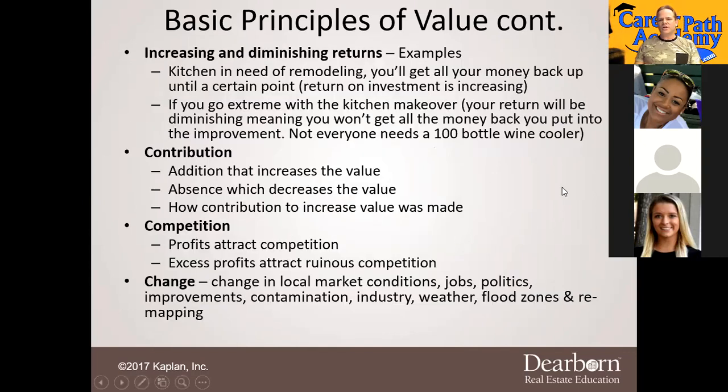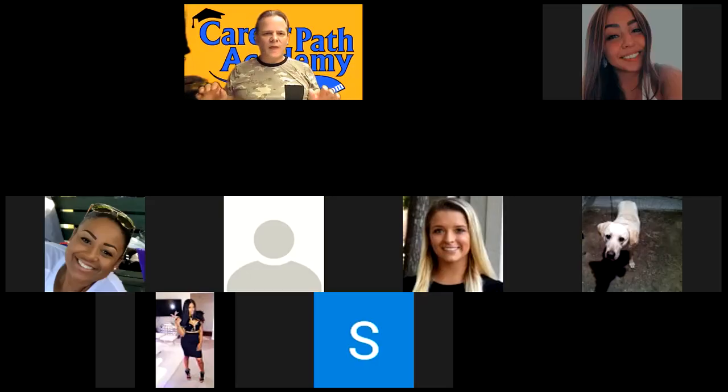Increasing and diminishing returns. Here's what that theory is. Say that we got a kitchen here. You guys are watching me here. We got a house with a crappy kitchen. Here's the baseline. Okay, here's my hand here. Here's the baseline. Now that kitchen, it's horrible. It's not usable. It really needs to be redone.